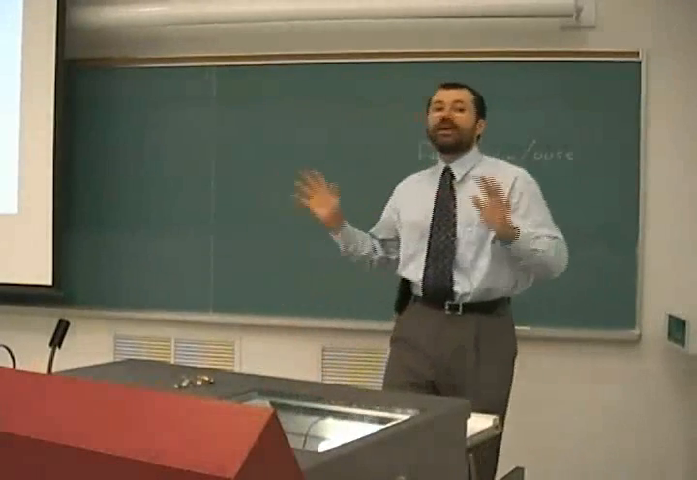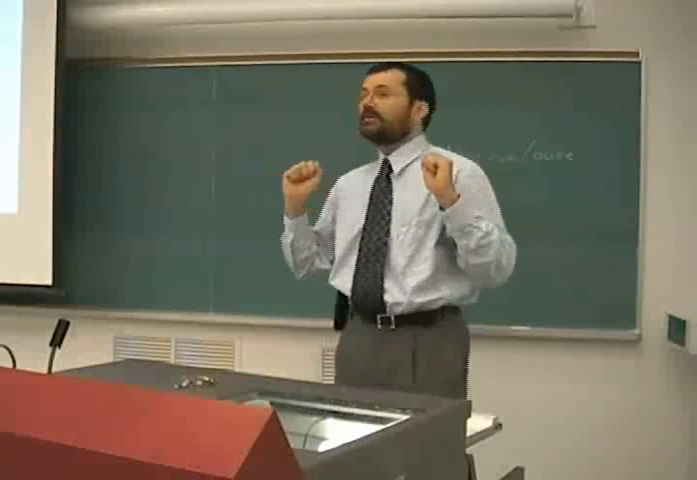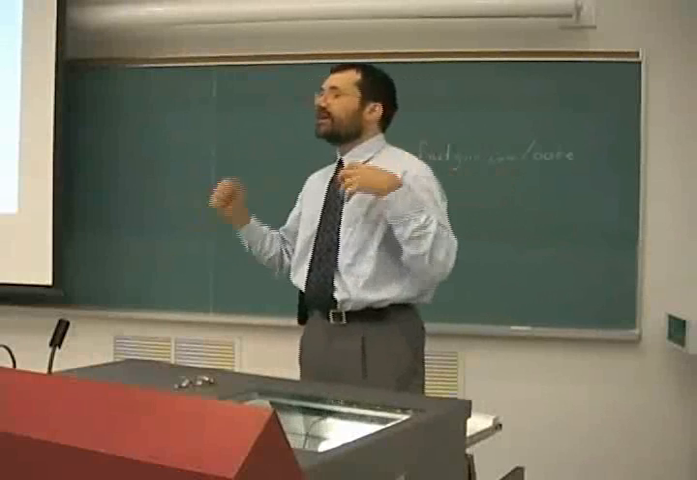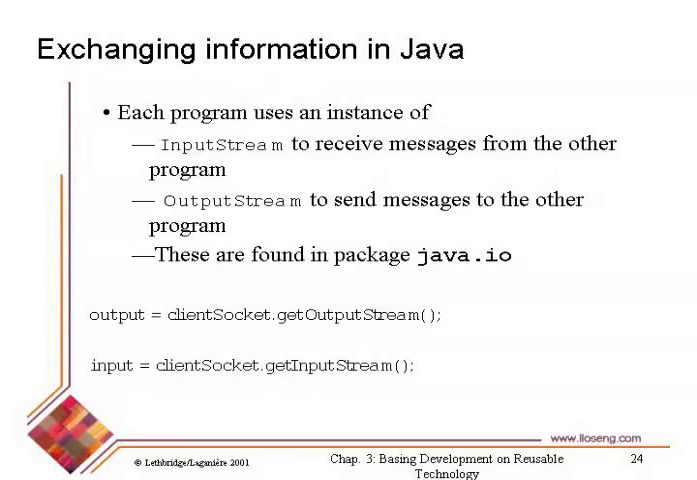Okay, so I have my connection established. Both sides have a socket. They can communicate. Now I want to exchange information. To exchange information, I need an additional set of classes because I have to decide the kind of data that I'm going to be exchanging. It's all very well saying I'm going to be exchanging information, but what kind of information?